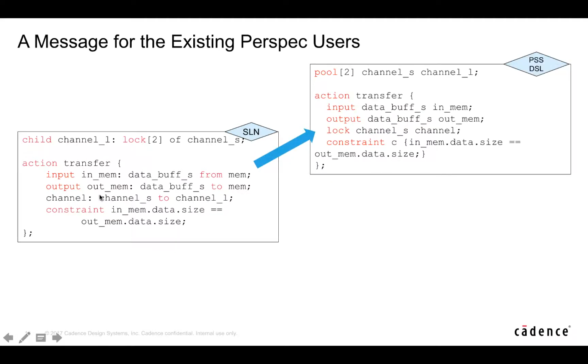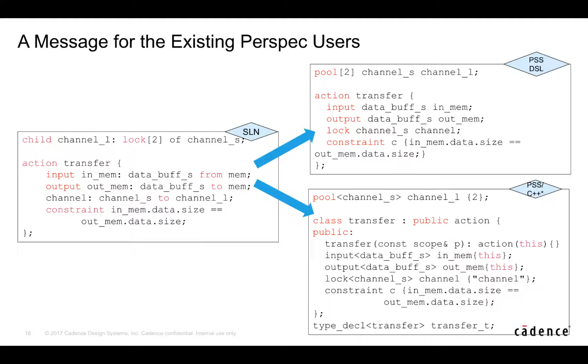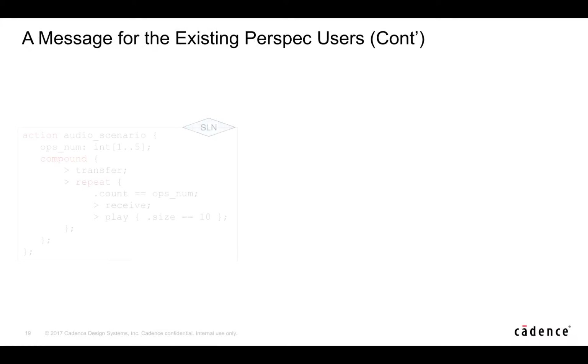Here's how the PSS DSL looks, right? The pool of 2 channels, action transfer, input, output, lock, and constraint. Simple change of syntax. Even the hierarchy is the same. Here's PSS C++. Pool, or DMA transfer derived from an action, constructor, input, output, lock, constraint. So you see how things came from SLN into these formats. Very easy to create an automated tool to create the conversion between them.